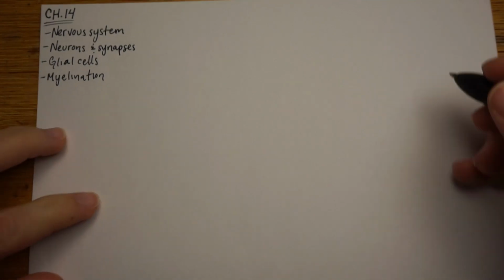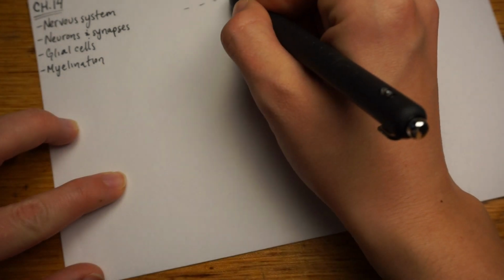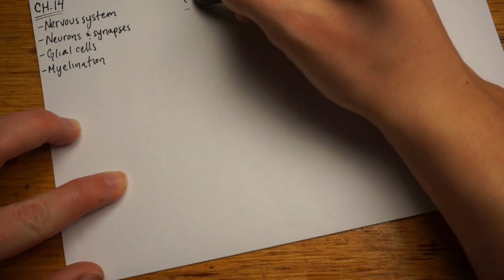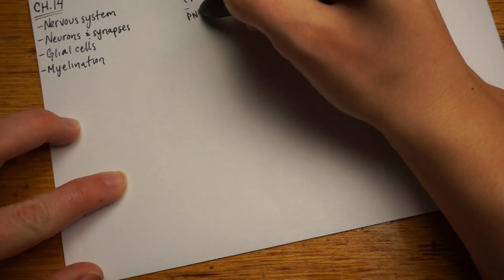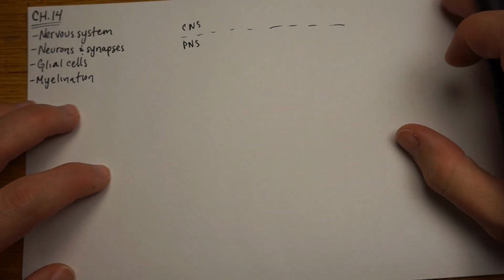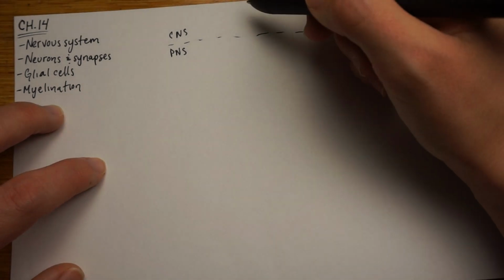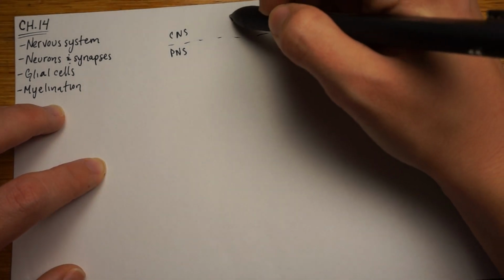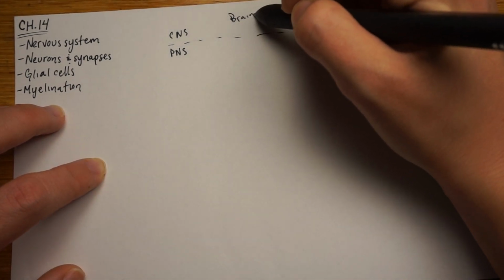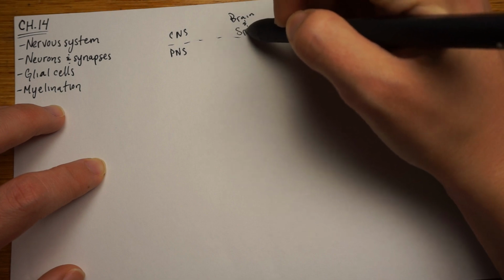It has a central nervous system and the peripheral nervous system. So I like to draw it like this. I draw a dashed line, and then I write central nervous system and peripheral nervous system, right? And that's just because they are structural differences. And what that means is in the central nervous system, you have the brain and you have the spinal cord.